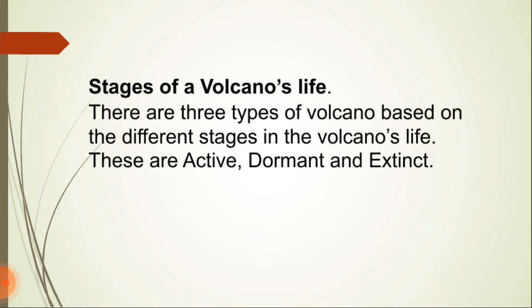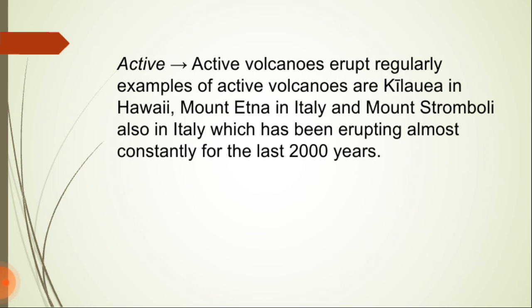Now let us see the stages of volcanoes. There are 3 types of volcano based on different stages in the volcano's life. These are active volcano, dormant volcano, and extinct volcano. Active volcano means active volcanoes erupt regularly. Examples of active volcanoes are Kilauea in Hawaii, Mount Etna in Italy, Mount Stromboli, also in Italy, which has been erupting almost constantly for the last 2,000 years. Active volcanoes are those which are erupting again and again after some period of time.